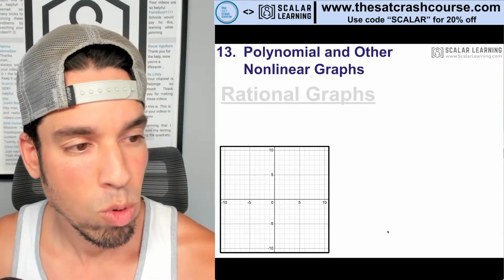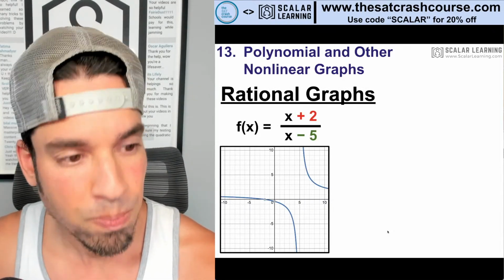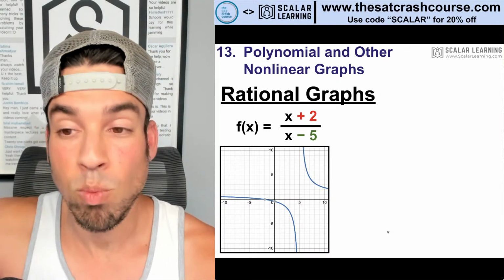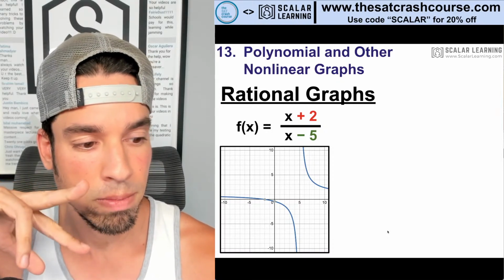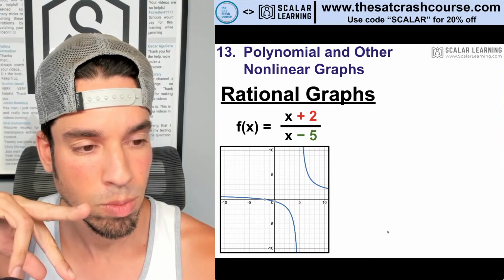Okay, one more example. We've got x plus 2 over x minus 5. So again, here's the graph. What am I asking here? Oh, is this not on here? Wait, one second.